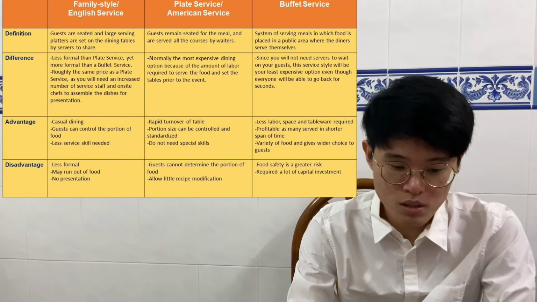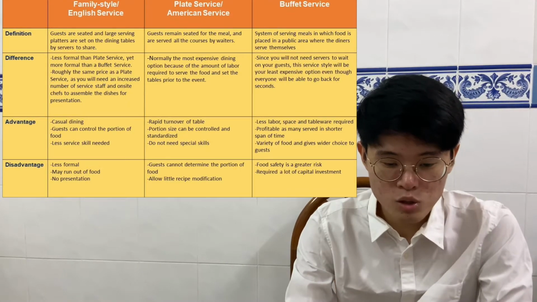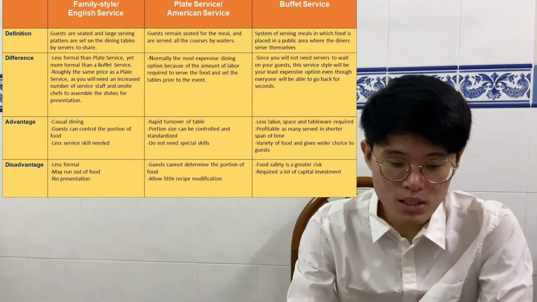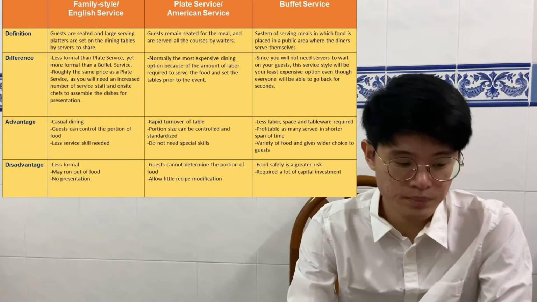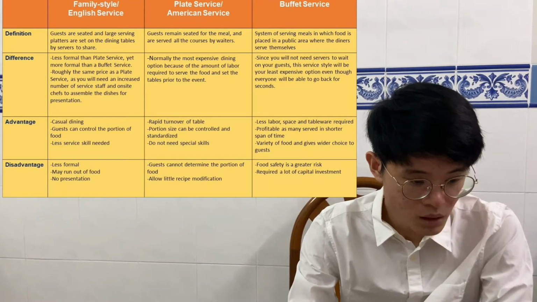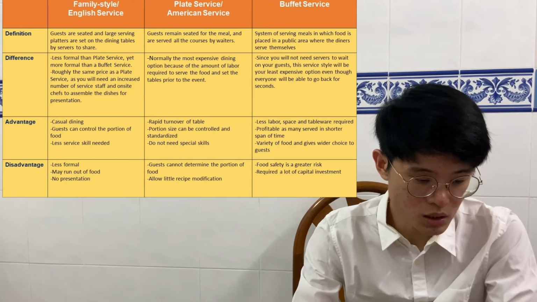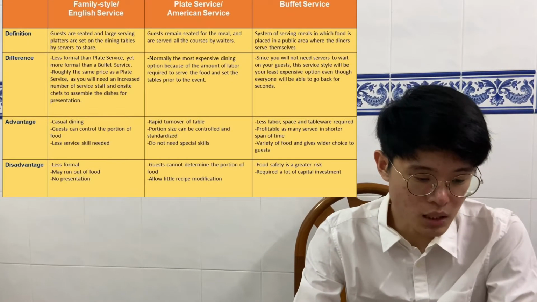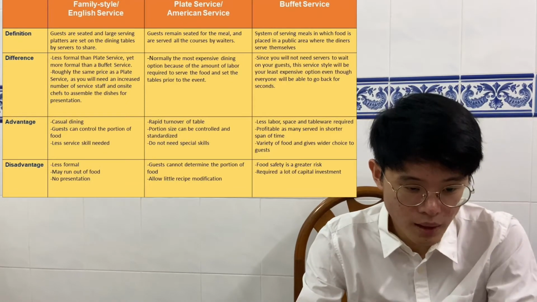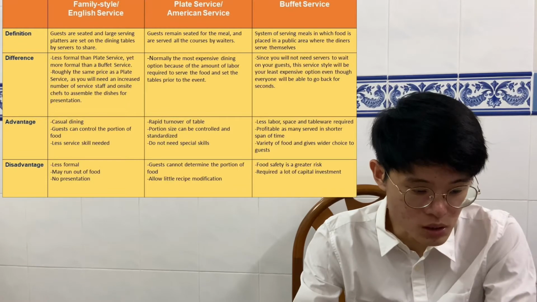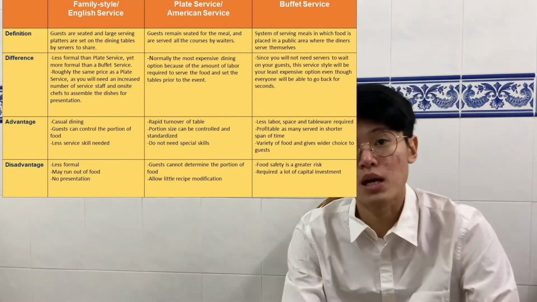The buffet service, since you will not need servers to wait on the guests, will be the least expensive option, even though everyone will be able to go back for seconds. The advantage of the English service is the casual dining. Guests can control the portion of the food and less service skill is needed. Its disadvantage is that it is less formal, may run out of food, and has no presentation.